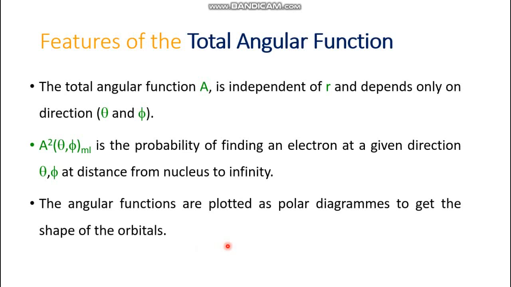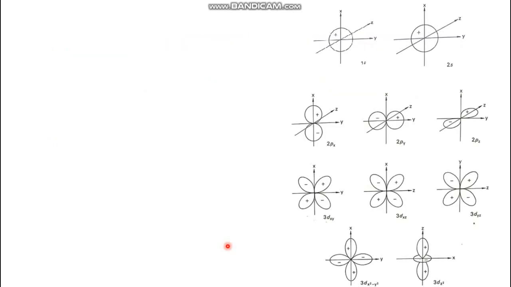Finally, the angular functions are plotted as polar diagrams to get the shape of the orbitals. These are the shapes of the orbitals, and these are all obtained by calculating the probability of finding an electron according to the function of theta and phi. So this way we have got the shapes of the orbitals. This way 1s and 2s both are spherical in nature, but look, this is smaller than this one.